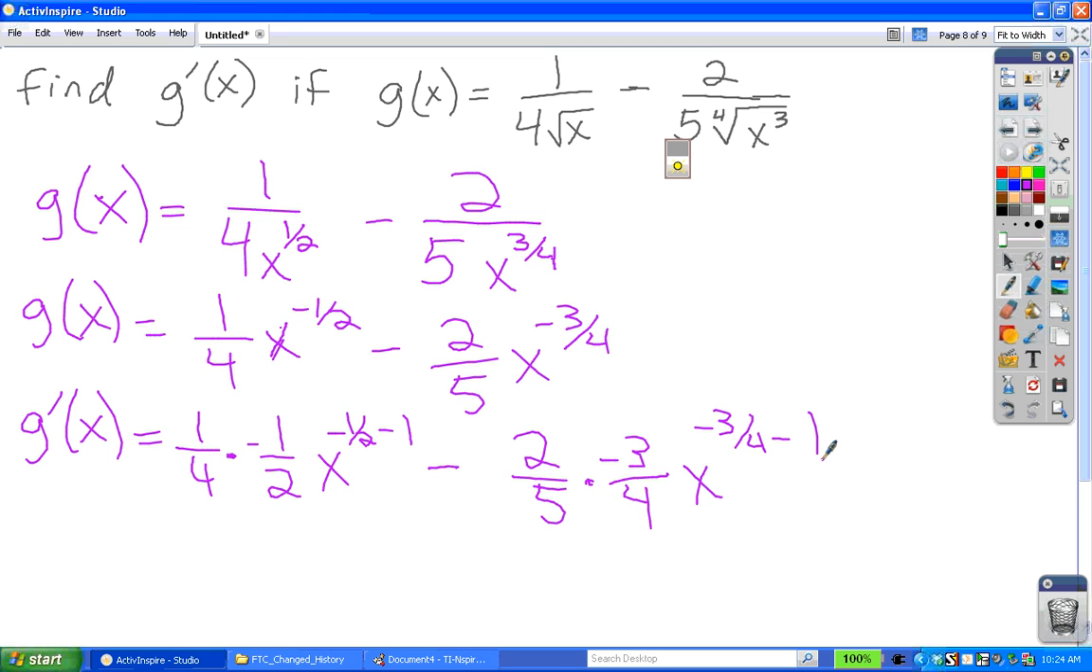We want to clean that up some, make it look like our original function. So we multiply. This is negative 1/8, and then x to the negative 3/2. We have minus 2/5 times negative 3/4, so that's going to be plus 6/20, which reduces to 3/10. x to the negative 3/4 minus 4 over 4. So negative 3 minus 4 is negative 7/4.